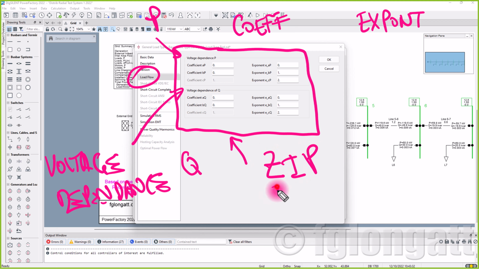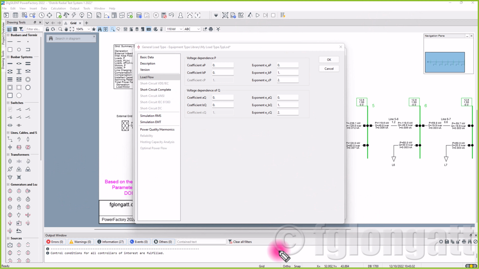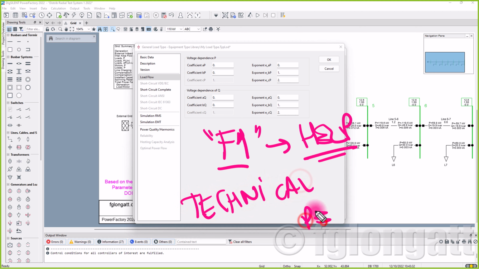ZIP model means constant impedance, constant current, and constant power. I will tell you again, this is constant impedance, constant current, and constant power. Probably you are wondering, how do we know that? Well, you don't need Francisco Gonzalez here to teach you that, because I assume that somebody in the theory explained that. However, if you want to learn about this, you must follow my classical advice, and my classical advice is use the button F1, because F1 will open the help. And to be honest, I need my students to read the technical reference. I mean, every single component inside PowerFactory has a technical reference.